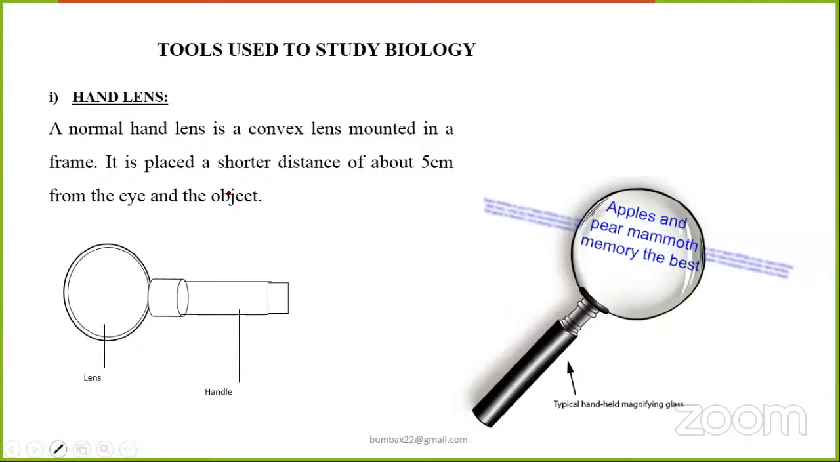Okay. So you can see the tools that we normally use. We have a hand lens. Normally, it's made up of just a convex lens, which they put in a frame. Now this is a frame and you can use it to magnify. You can see these were tiny words which you couldn't see, but when you use a hand lens, you are able to see. So we normally use it to examine insects.